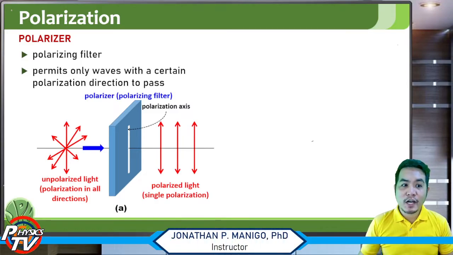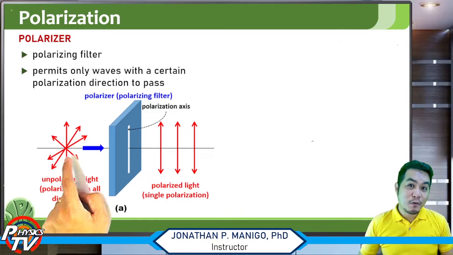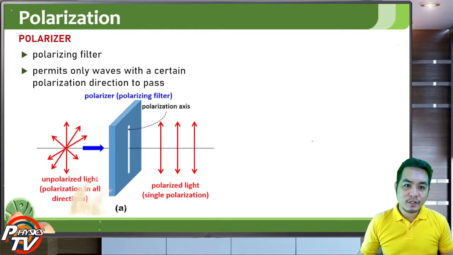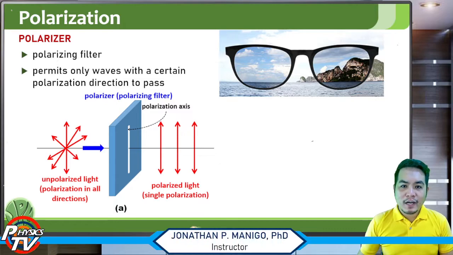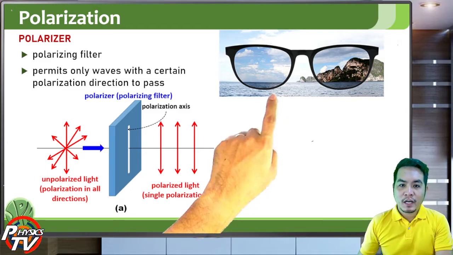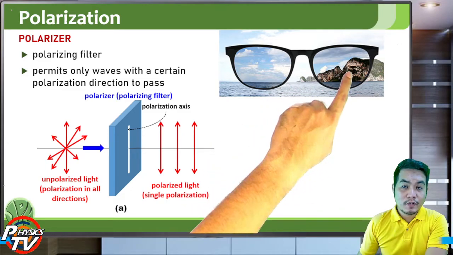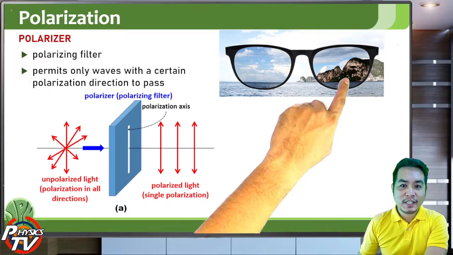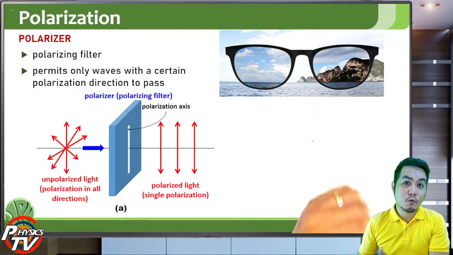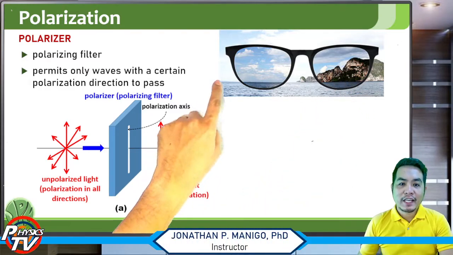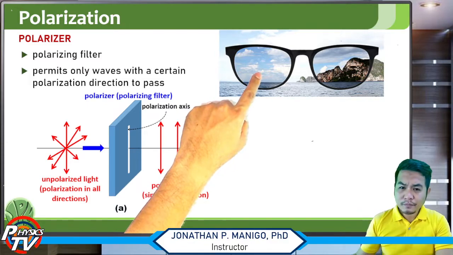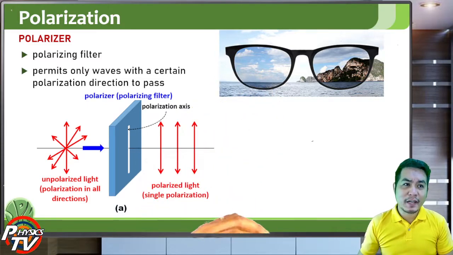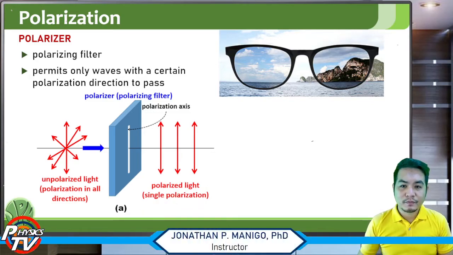Unpolarized light actually causes unwanted glare. If you have non-polarized and polarized shades, for instance, polarized sunglasses will look clearer, because you just see light basically in one direction. Unlike in unpolarized glasses, you see light in all possible directions, and sometimes it causes unwanted glare. It's too bright. So that's the effect of a polarizer.